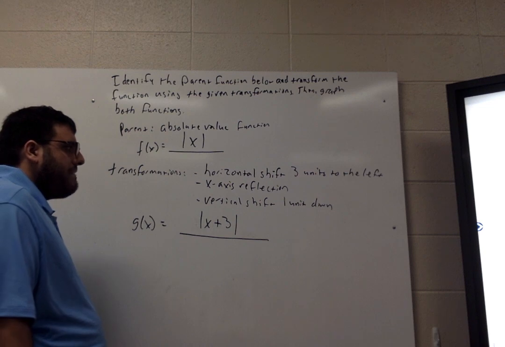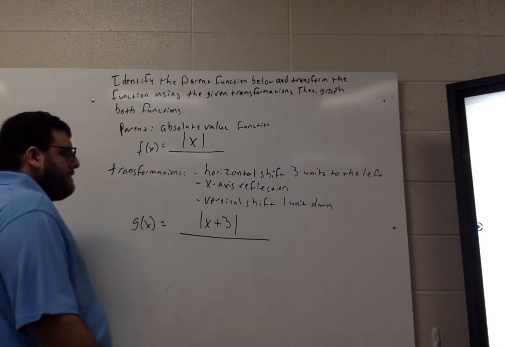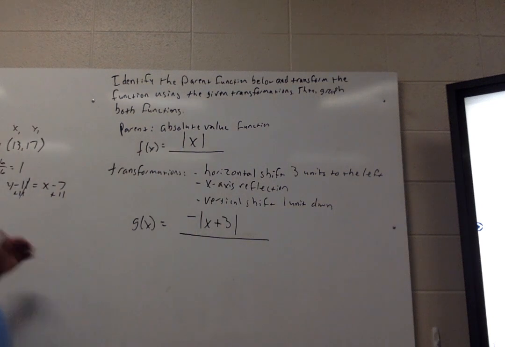And then I have an x-axis reflection. An x-axis reflection affects the entire function. It affects the y value. So the negative sign is going to go on the outside of your absolute value. Yes, Nate? So if it was a y-axis reflection, where would it go in front of the x? It would go just in front of the x.